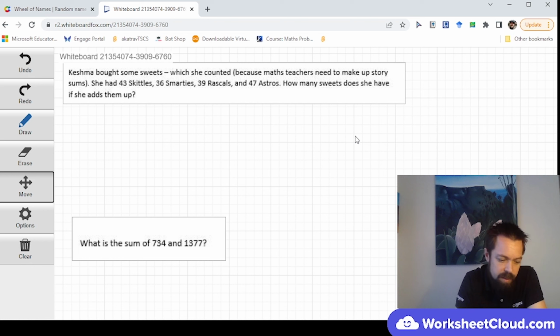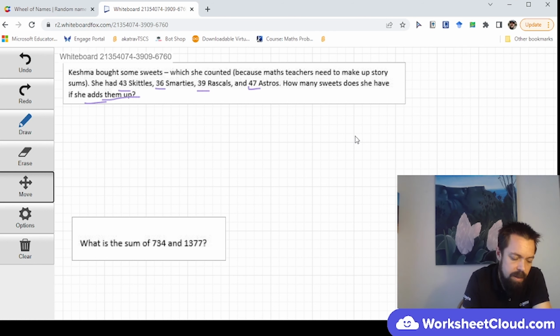Keshma bought some sweets, which she counted because maths teachers need to make up story sums, and she had 43 Skittles. I don't know, why would anyone count their sweets? But there we go. We have to have a maths problem, so I just made it up. She's got 43 Skittles, 36 Smarties, 39 rascals, and 47 astros. How many sweets does she have if she adds them up? Adds, it's very similar to addition. It tells us that we want to add them up. Put them together, plus them.